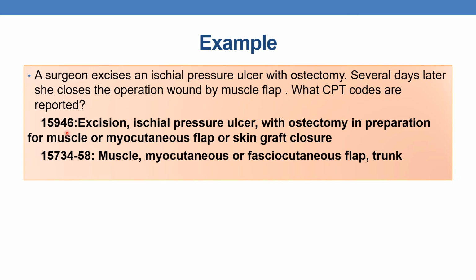The first is 15946, excision ischial pressure ulcer with osteectomy in preparation for muscle or myocutaneous flap or skin graft closure. Next is 15734, along with 58 modifier to indicate that it is a planned procedure. Muscle, myocutaneous or fasciocutaneous flap, trunk.